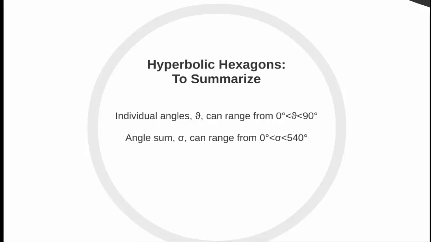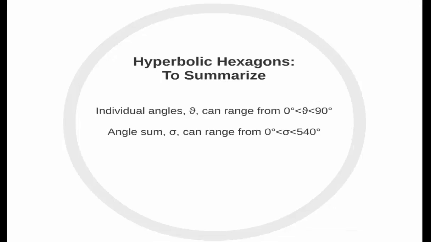So to summarize my hyperbolic hexagons, individual angles theta can range from 0 to 90 degrees, and the angle sum sigma for the whole polygon can range from 0 to 540 degrees.